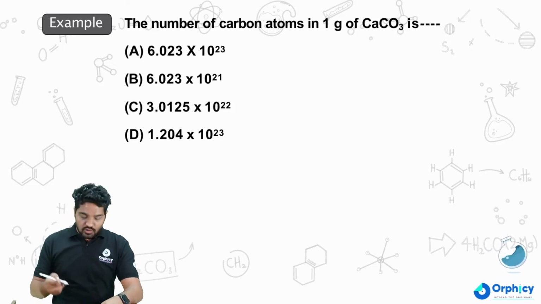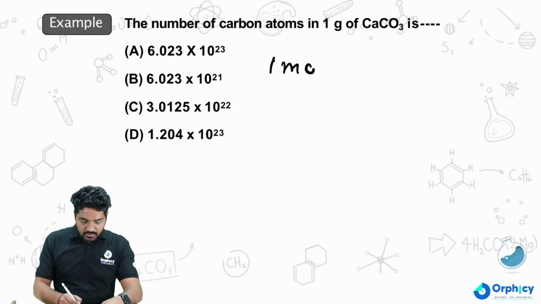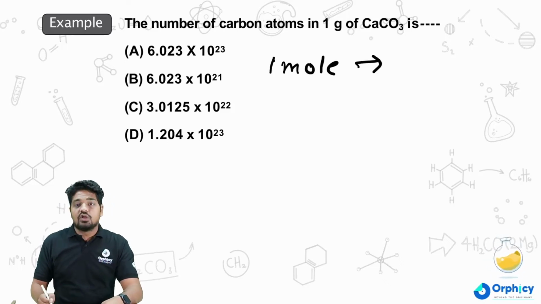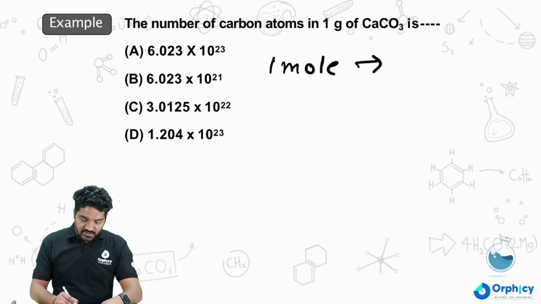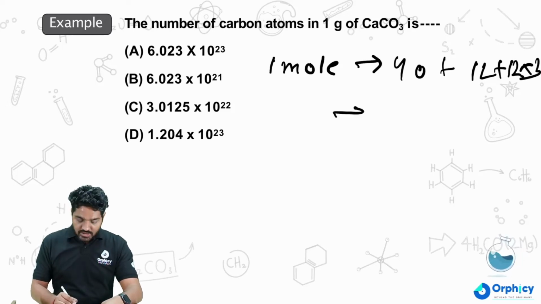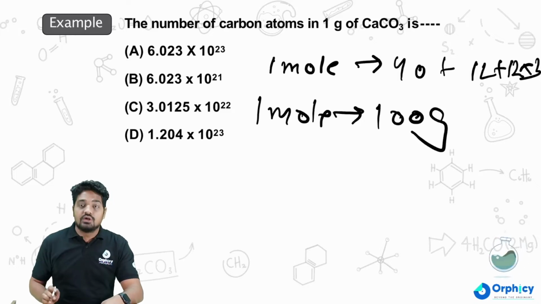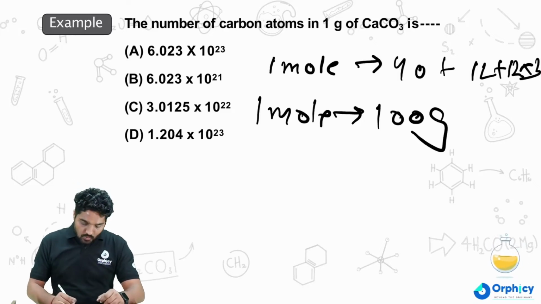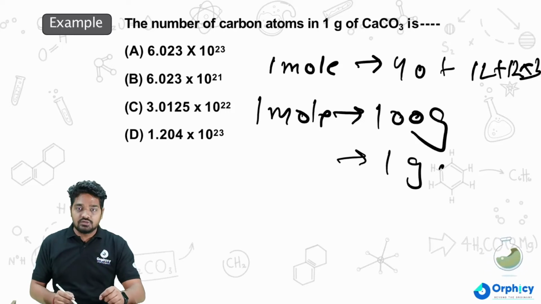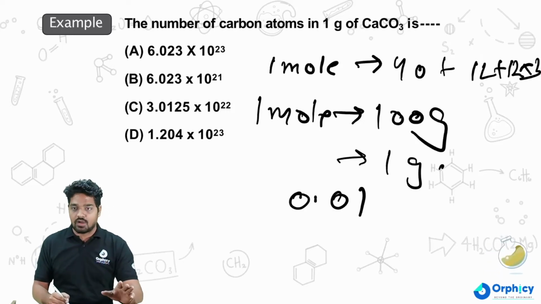All right. So if I talk to you about 1 mole, the mass of 1 mole of CaCO3: the mass of calcium is 40, plus carbon is 12, plus oxygen is 12 into 3 because the atomicity is 3. So it is going to be 100 gram. So the mass of 1 mole equals 100 gram. So 1 gram will be the mass of 0.01 mole. I guess this is now completely right.